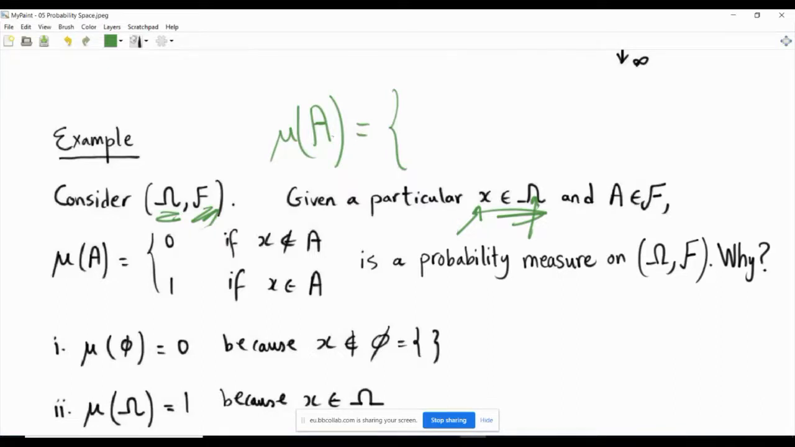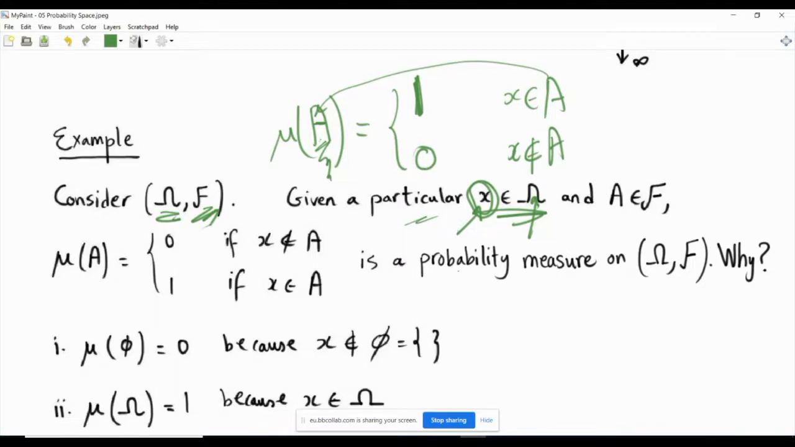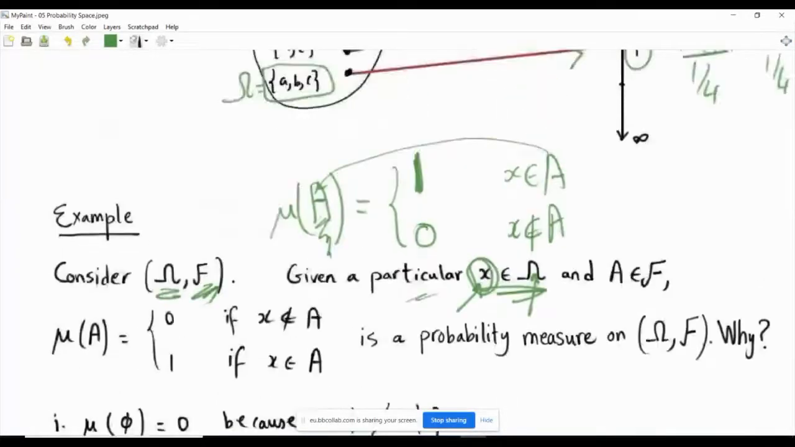This number is non-negative, and we will examine whether small x is in the subset. Small x is fixed, it's a number, we will choose a particular x from big omega. If small x is in A, in this subset, we will assign to this subset the number 1, and if small x is not in the subset, we will assign to A the number 0. And I claim that if you do this to every subset in your sigma algebra, then you indeed have a probability measure, as defined.